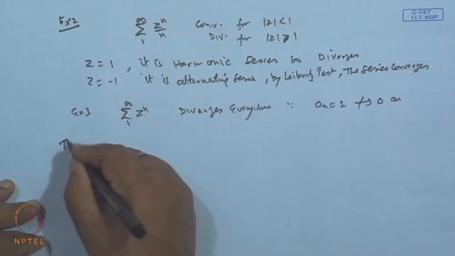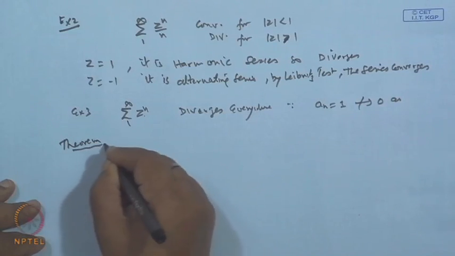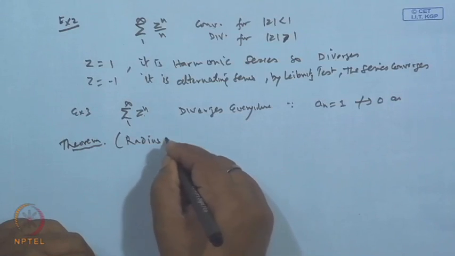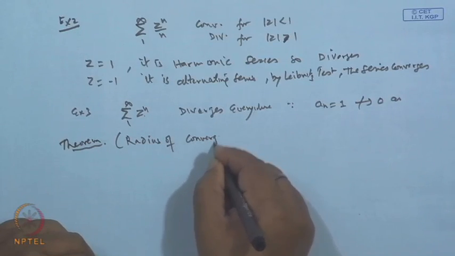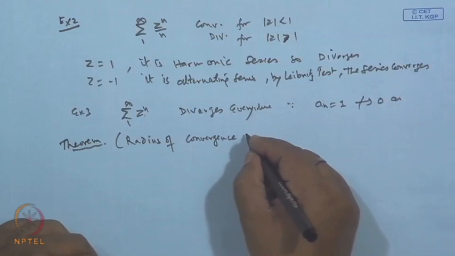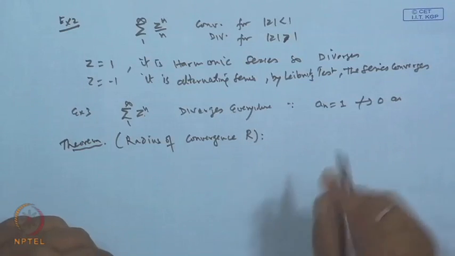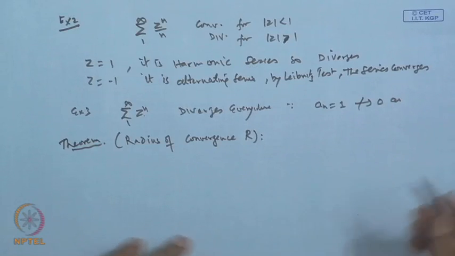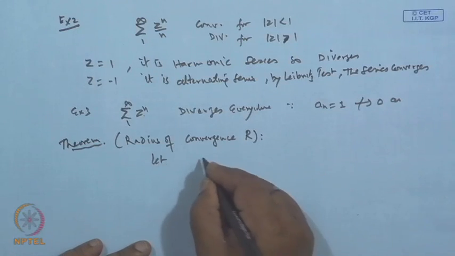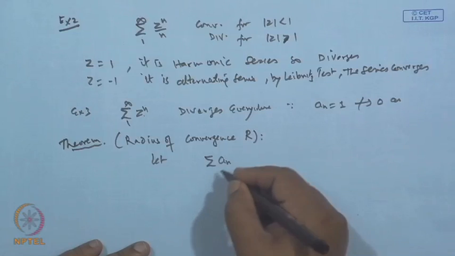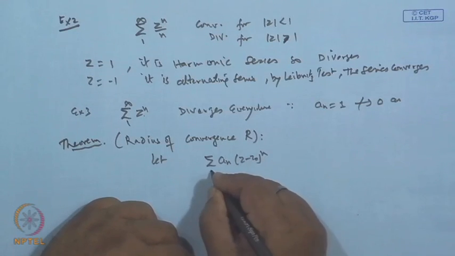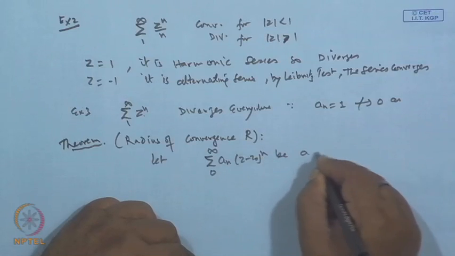Okay. So, let us see the result, which is in the form of a theorem. The result is about the radius of convergence, and we denote this by R. Suppose that the sequence converges with the limit. Let sigma a_n (z minus z naught) to the power n, n from 0 to infinity, be the given power series.